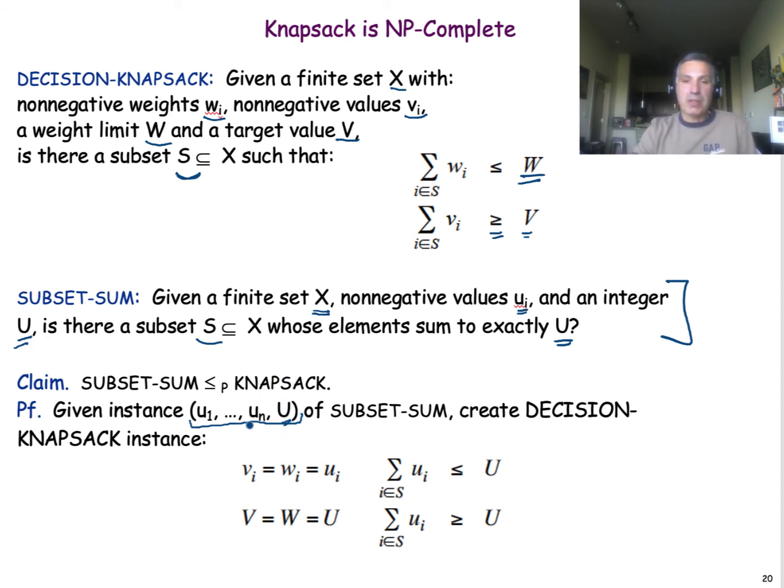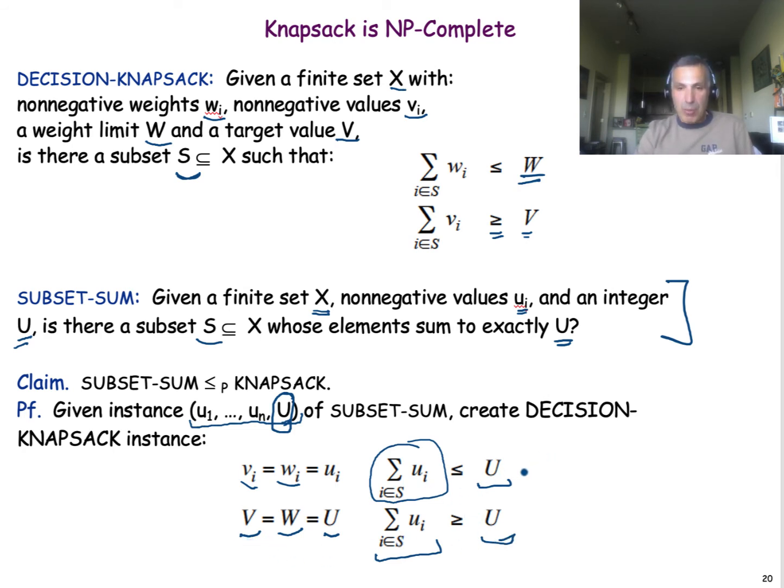Specifically, the objects can be the same n objects that we have in the subset sum problem. The value and the weight are equal in this case, equal to u_i for every object i. And our target value is the same as the capacity of the knapsack W, which is also the same as this target sum. So we are constructing the knapsack instance as follows. We want to select a subset of these n numbers so that their total sum is less or equal than the uppercase U. This is the capacity constraint. And at the same time, the sum of these numbers is greater or equal again than U. That is the target value.